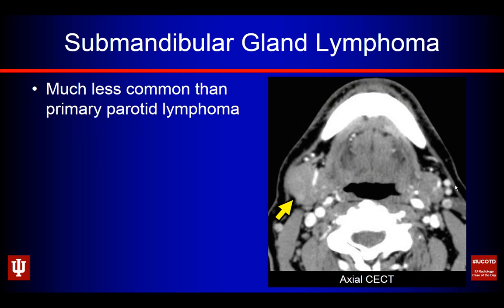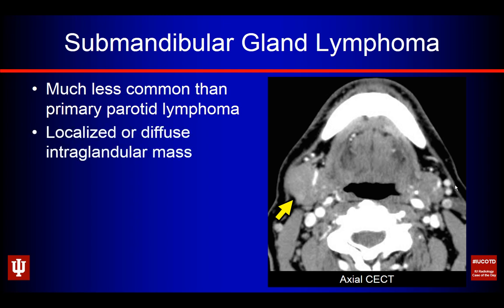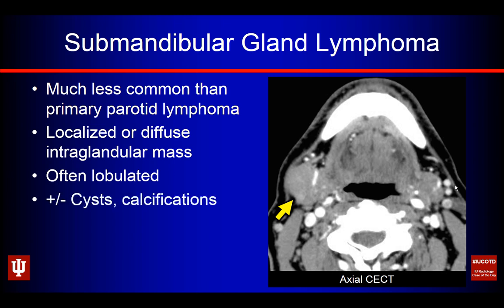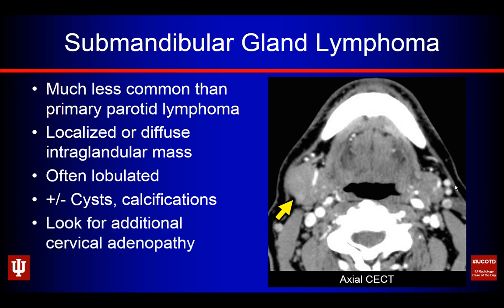Can you get lymphoma involving the submandibular gland? Yes. It's much less common than primary parotid lymphoma. This can be a localized mass within the submandibular gland itself, or it can present with just diffuse glandular enlargement. These oftentimes have a bit of a lobulated appearance, as you can see in this contrast-enhanced CT. You may or may not see cysts. You may or may not see calcifications. I don't find those to be particularly helpful discriminators. Feel free to describe them all you want, but I don't think it gives you any more specificity. One thing that can be helpful with lymphoma is to look for adenopathy, so be on the lookout, obviously, for cervical adenopathy with these.